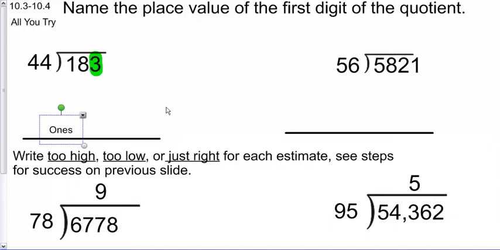Okay. So go ahead and pause the video and figure out the place value where the first digit is going to go here. Welcome back. So we're looking for a number that is larger than 56. 5 is not larger than 56, but 58 is. So if you wrote hundreds place, you are correct.